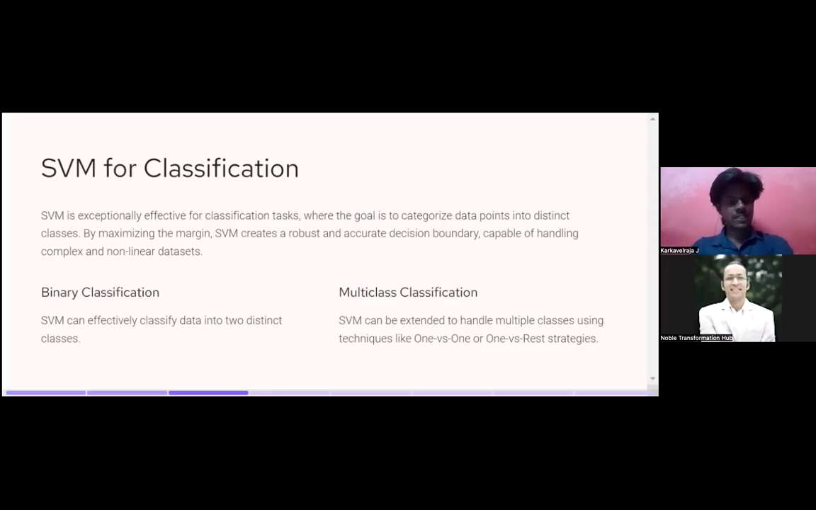Binary classification: SVM can effectively classify data into two distinct classes. Binary, you know, right? Binary. Bi means two, right? So that's the thing. We can use this SVM to classify two different classes.